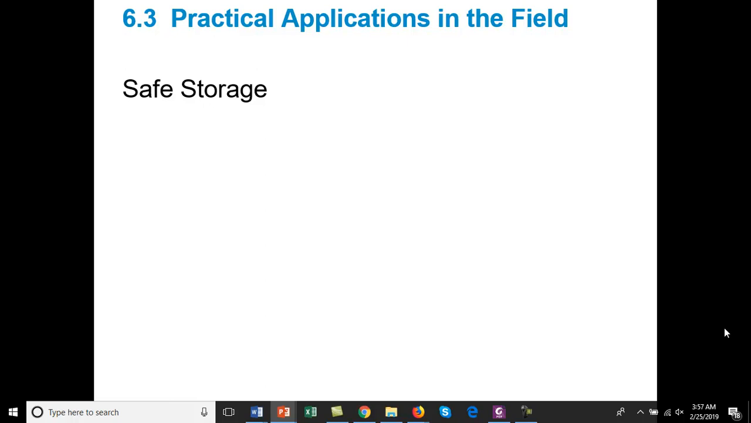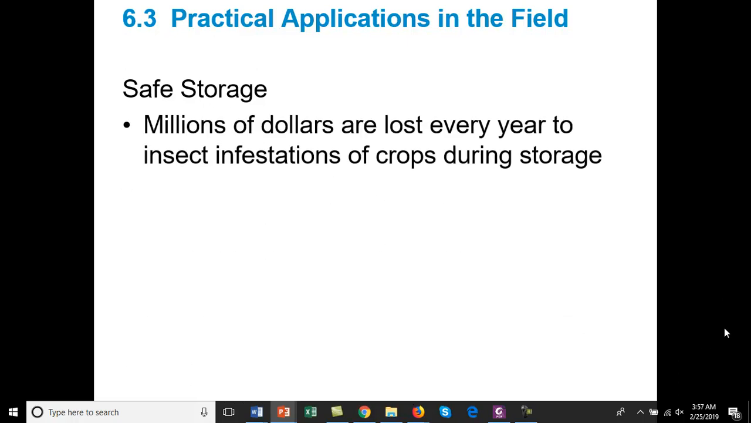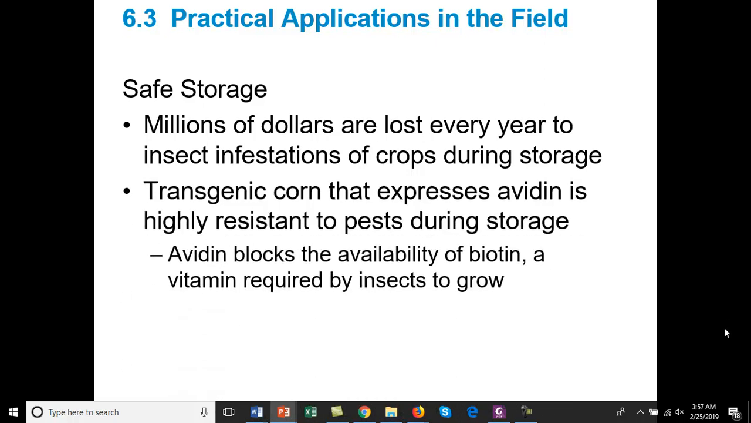Okay. Another thing that is done in terms of practical applications is safe storage of crops. You don't want your crop to rot while it's in storage. Okay. And insect infestations in crops happen during storage. You get weevils in corn and in wheat and in cotton and things like that. So avidin was being expressed in transgenic corn, and that blocks the availability of biotin. And biotin is a type of vitamin that insects need to grow. And so if they express avidin, the insects would die off. Okay.